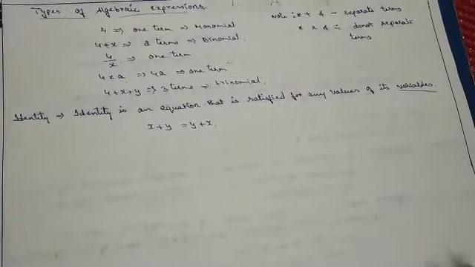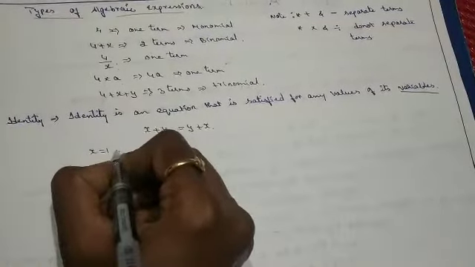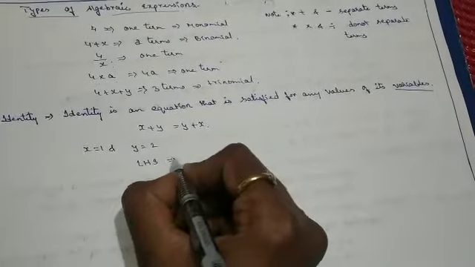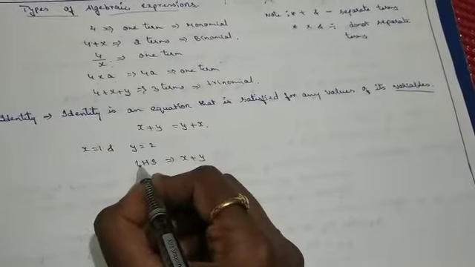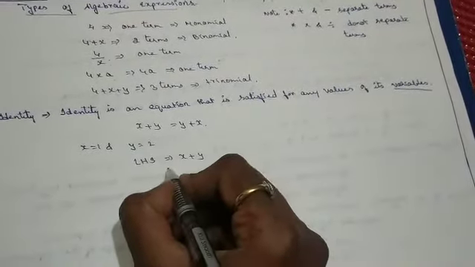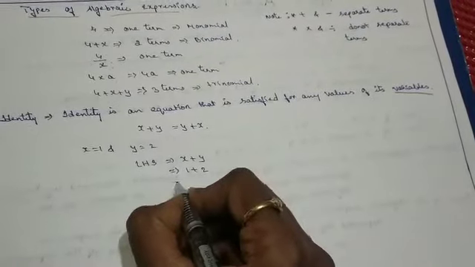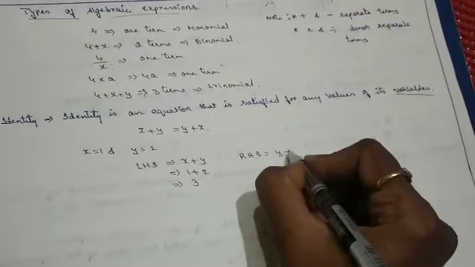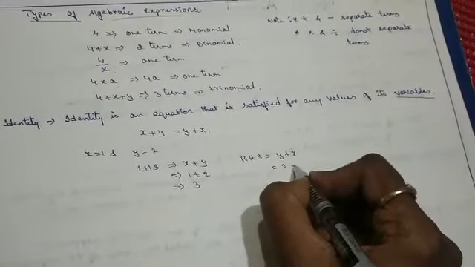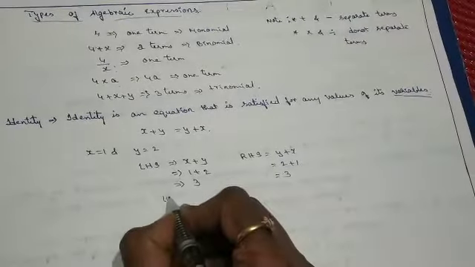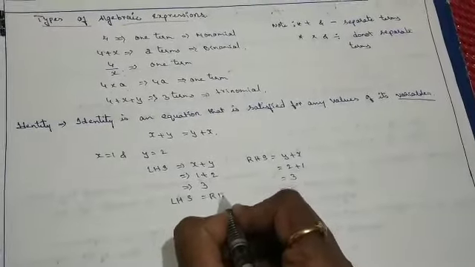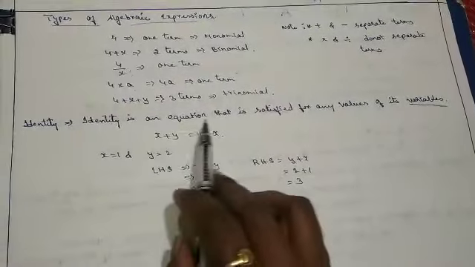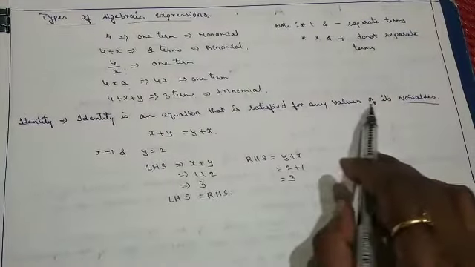So let us assume the value of x equal to 1 and the value of y equal to 2. Then if I go with solving LHS, x plus y, we know that LHS is nothing but left hand side. We have x plus y, substitute 1 plus 2, which is 3. Then RHS equals y plus x, which is 2 plus 1, which is 3. So here we got LHS equal to RHS. Then I can tell this is an identity. So identity is nothing but an equation that is satisfied for any value of its variables.